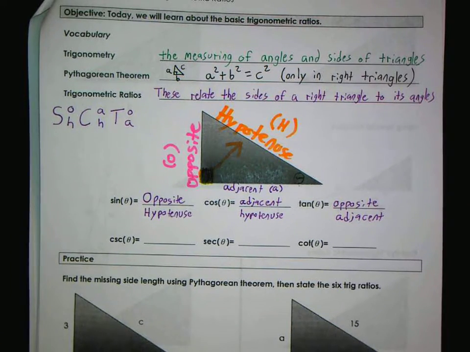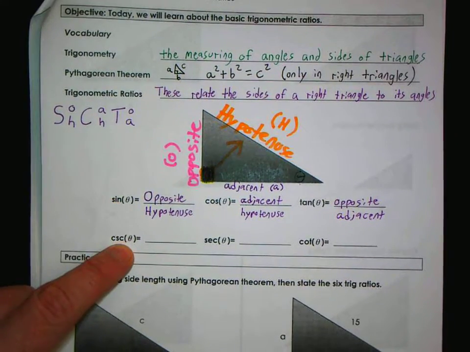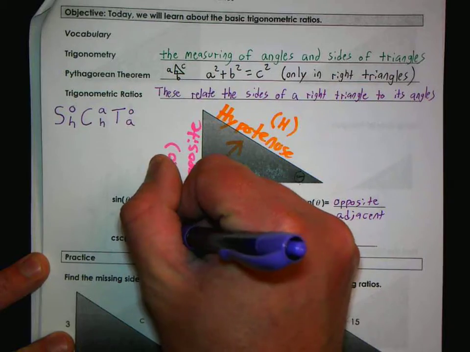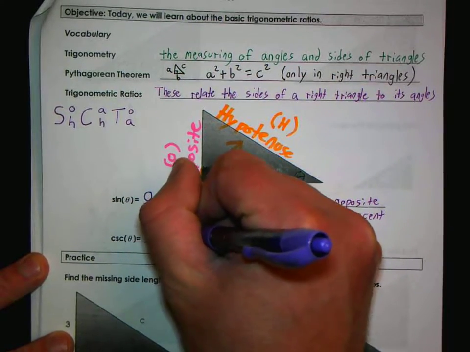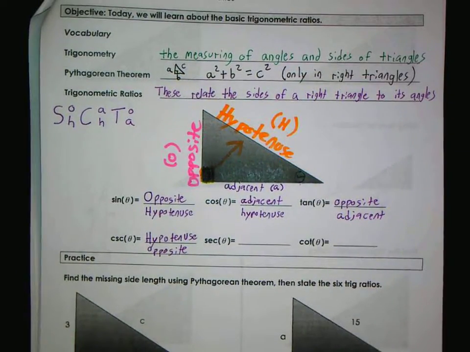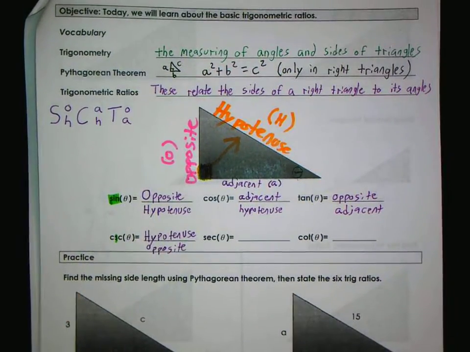Now, just like most functions in math, they have something called the inverse function, which is the opposite pretty much. So cosecant is the inverse of sine. And all that means is you do hypotenuse over opposite instead. So it's the inverse of sine. Notice S and sine. That's how I remember it. So if I see CSC, that stands for cosecant.